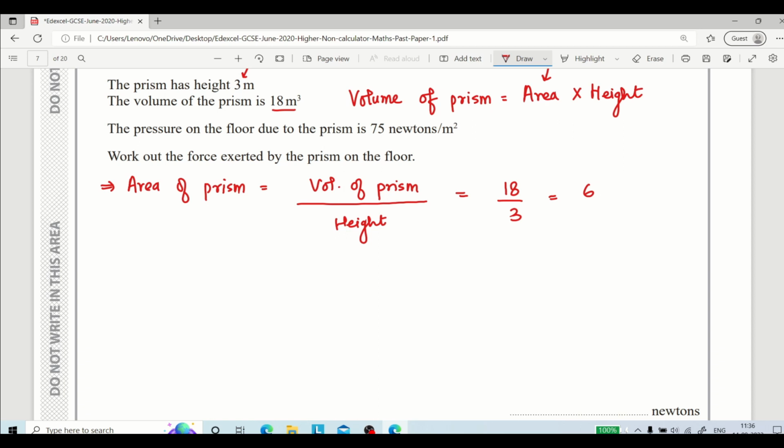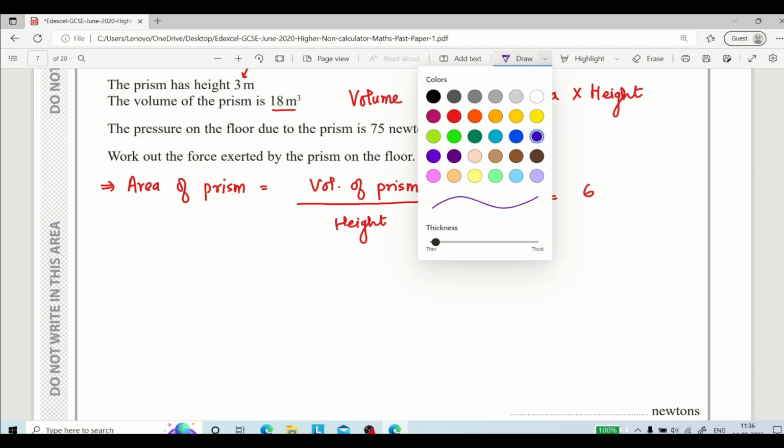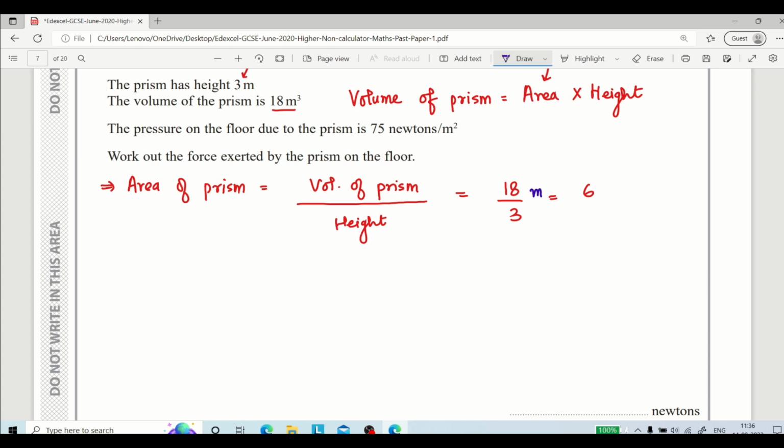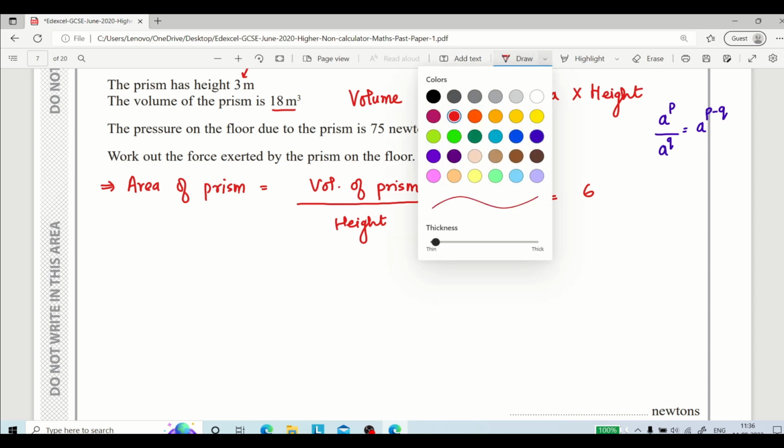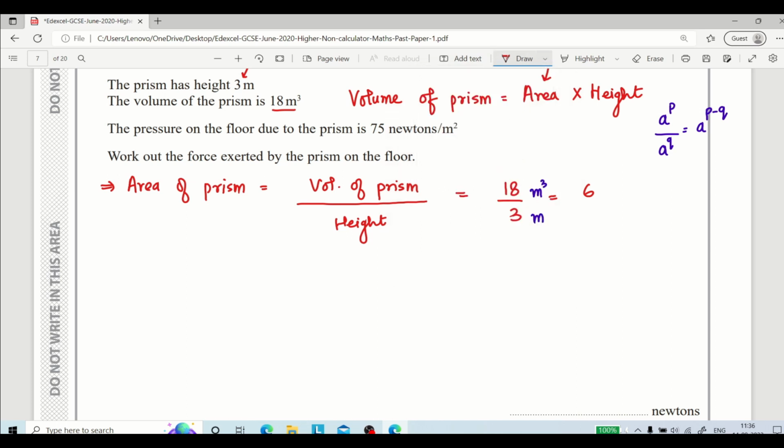Now coming to the unit part, okay, please pay attention. 18 meter cube and height is 3 meters. So I hope we have already learned algebra. A raised to P upon A raised to Q is basically A raised to P minus Q, which means that this part is going to be m cube minus m raised 1, that is going to be m square.